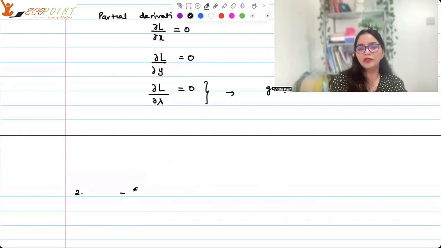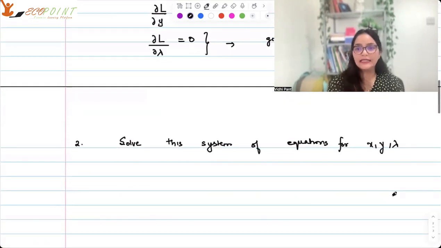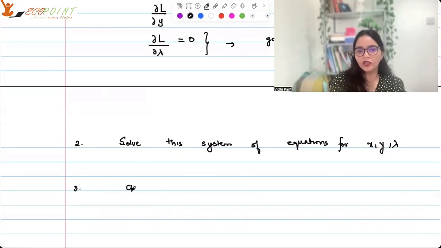Then number two, you solve this system of equations for x, y, and lambda. Remember, the lambda that you get is a unique lambda for this optimal pair x, y that you will find. And then, of course, you will also counter-check that g(x,y) turns out to be c at the optimum that you are figuring out.